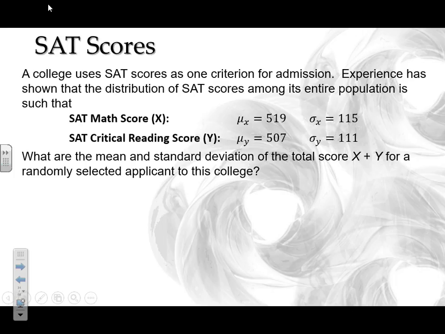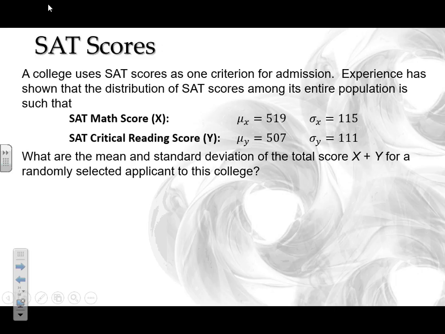College uses SAT scores as one criterion for admission. Experience has shown that the distribution of SAT scores among its entire population is such that the math score, X, has a mean of 519 and a standard deviation of 115. The critical reading score, Y, has a mean of 507 and a standard deviation of 111. We want to know what the mean and standard deviation of the total score, X plus Y, for a randomly selected applicant to this college. So if we took a randomly selected applicant, what would their total score of the two sections be?